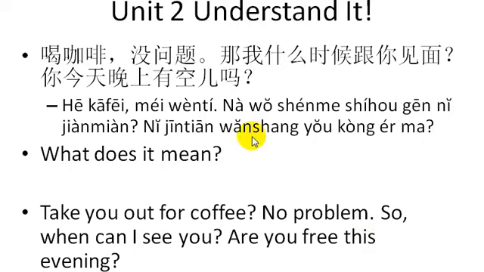Now pay attention to some of this word order. Then, I, when, with you, meet. Yes, that's quite different from English. When can I see you? Or when can we meet? Or when can I meet you? But in Chinese we have I, when, with you, meet. Okay, very different word order.